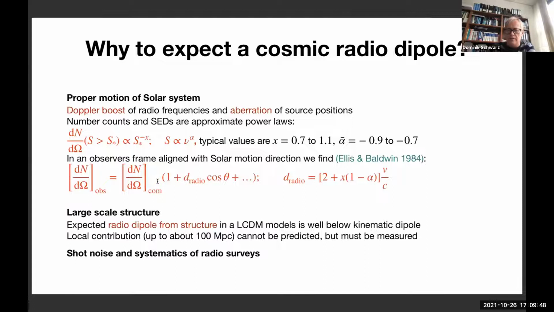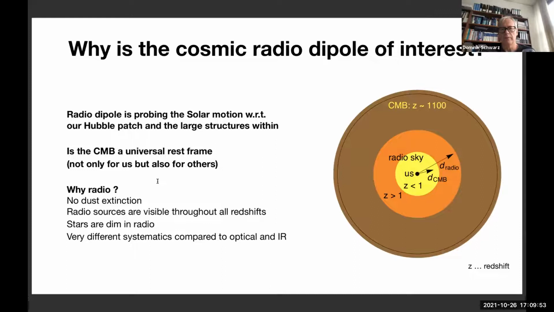And I think I don't need to really repeat this a lot. The basic idea on why to do this is to check if there is actually a universal rest frame, whether the rest frame that we infer from the CMB is the same rest frame that others would infer. And by comparing our motion to radio galaxies that are spread over quite a large patch in the universe, we define a kind of meta rest frame and can then compare that meta rest frame with the CMB rest frame.